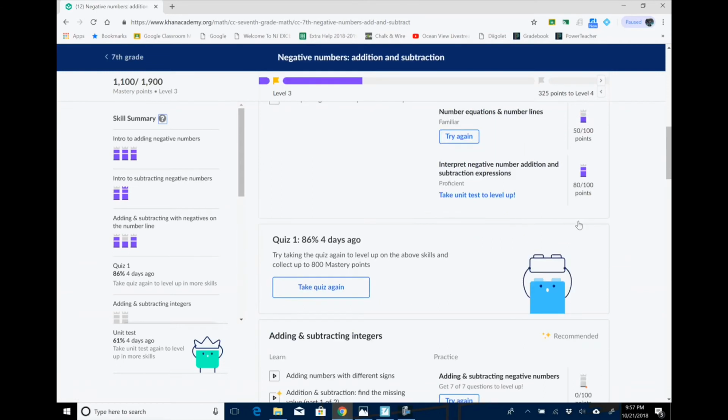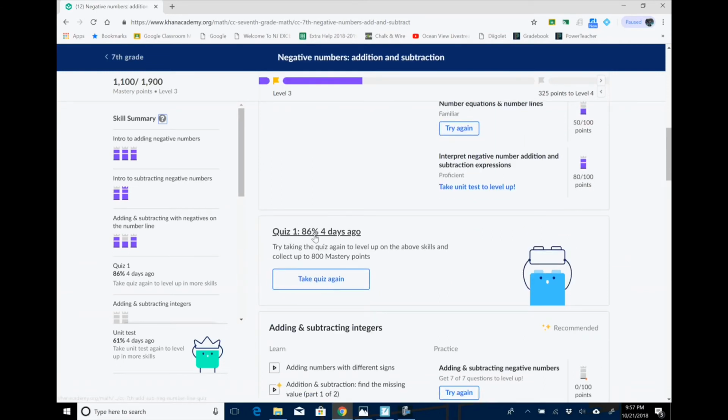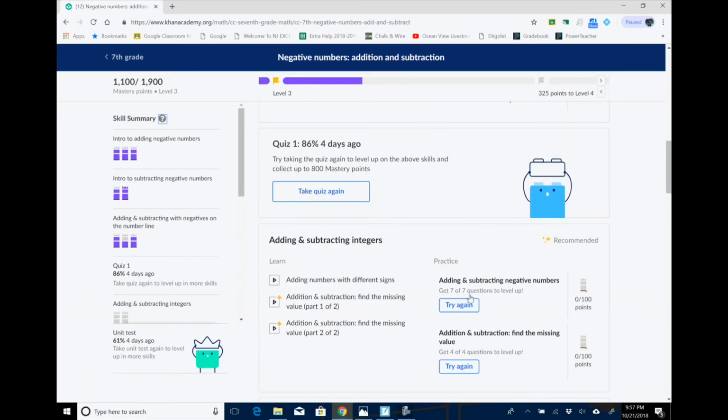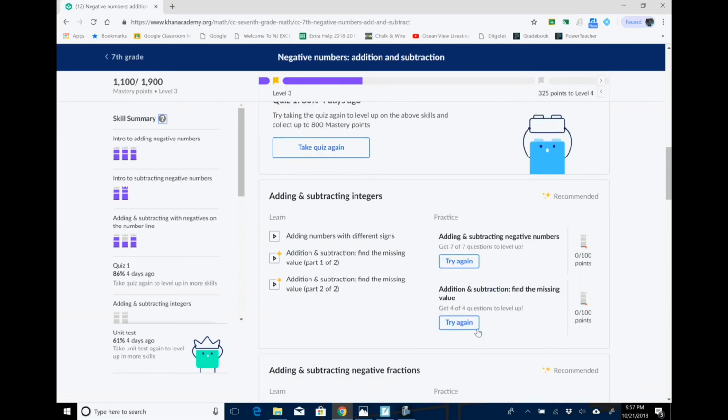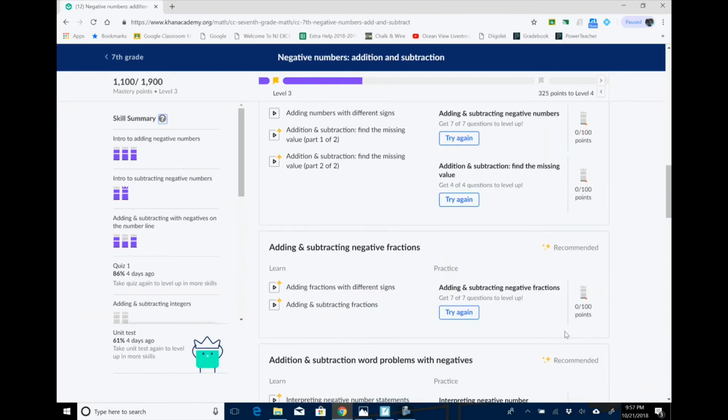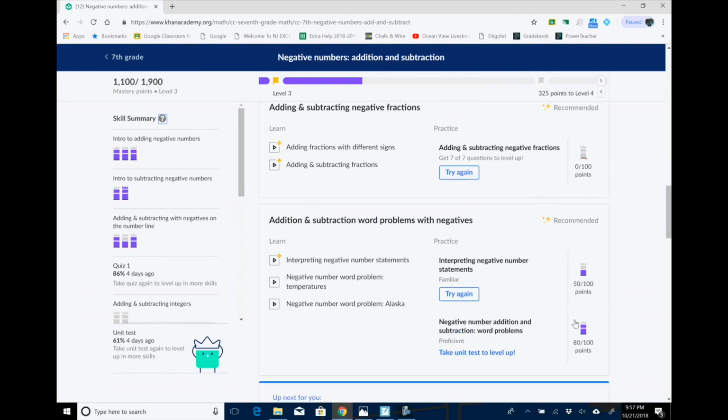80 out of 100. I took a quiz. I got 86% on it. I should take it again, try to get 100%. And here's the skill, adding and subtracting negative numbers. See that little dot right there? It's not a triangle, it's a diamond or a square. That means I'm struggling in this, so I need to try that one again. 0 out of 100 points, I need to try that one again. 0 out of 100, try that again. 50 out of 100, try it again.